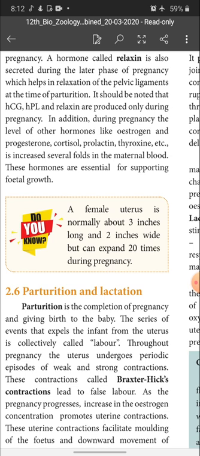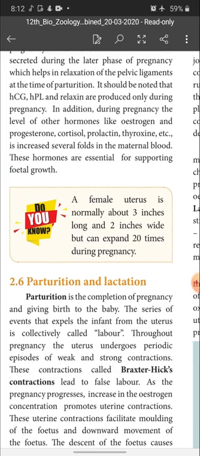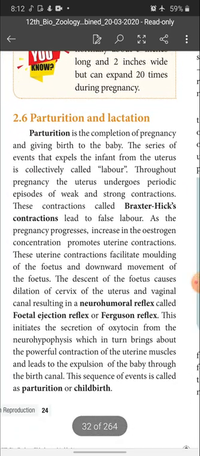Next to the parturition, what? Lactation takes place. So what is parturition? What is lactation? What are the hormones involved in this process? All of this we will see now. Parturition is the completion of pregnancy and giving birth to the baby.